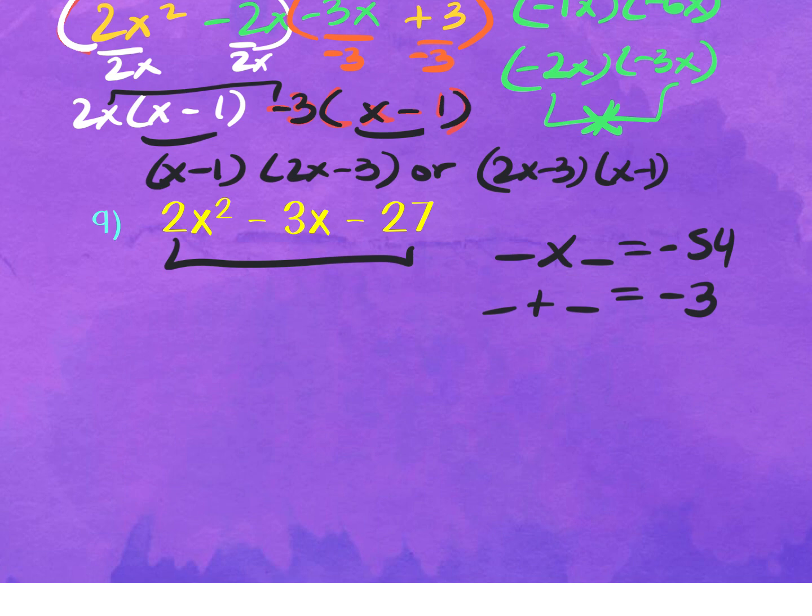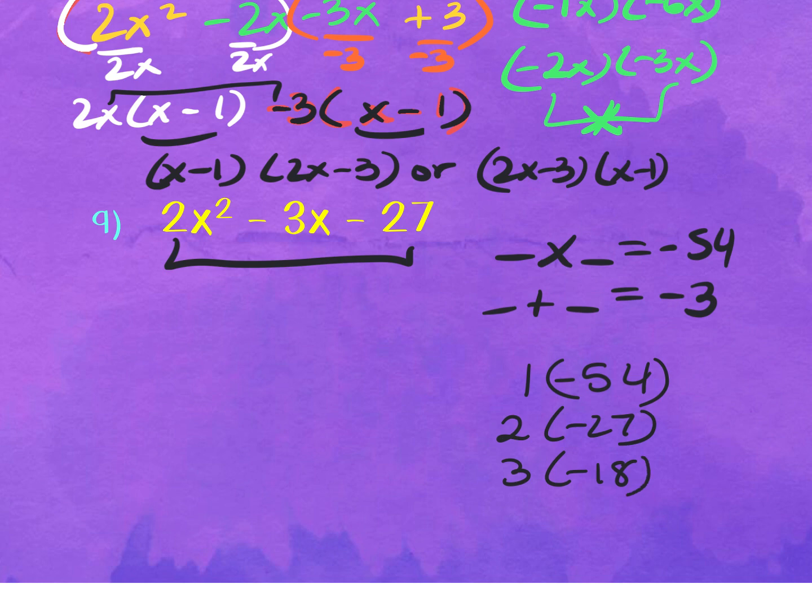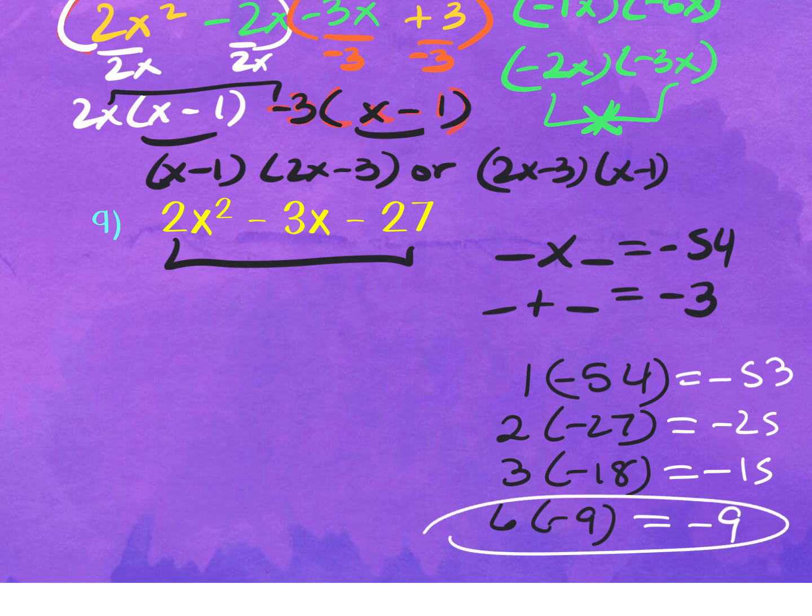So signs need to be different. And again, the sign in the middle is the bigger factor. So 1 times 54, bigger factor is 54. And again, you could put it with the x's if you want, but it gets a little busy. And then 3 and -18, and then 6 and -9. So out of my combinations here, this one gives me -53, -15, -3, and this last one is the one that I need.